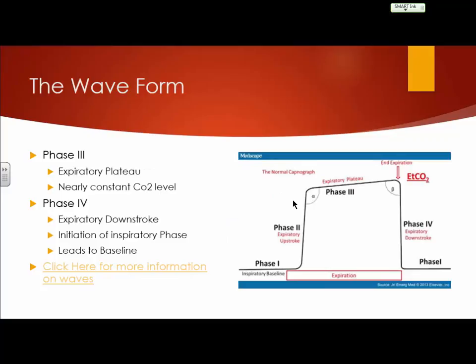Phase 3, your expiratory plateau. This is where your CO2 levels pretty much stay constant. There's not a big difference there, all right? But it does have a little bit of a slant there. Then phase 4, initiation of the respiratory phase, which leads to your baseline.